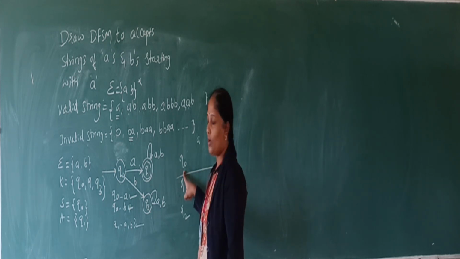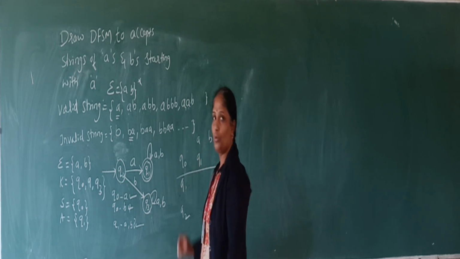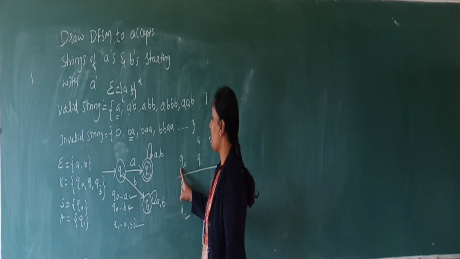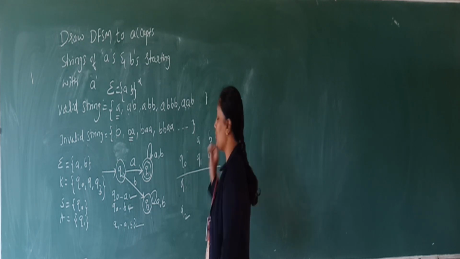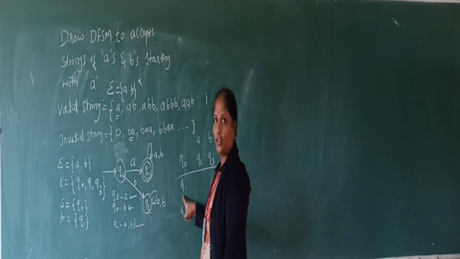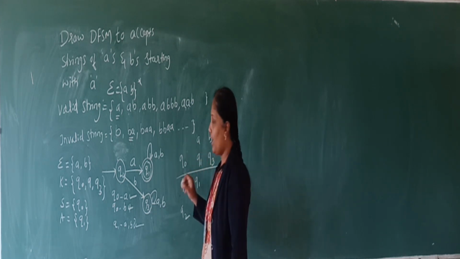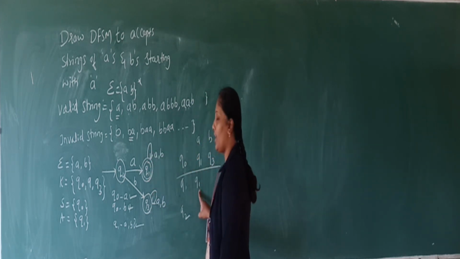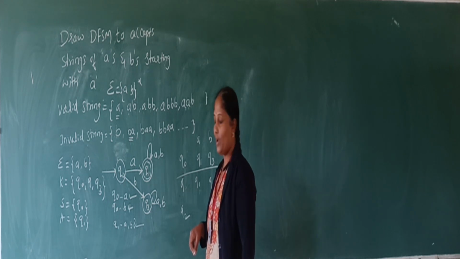So when you are in a Q0 state, when A occurs, you are going to change your state from Q0 to Q1. When you are in a Q0 state, when B comes, you are going to change your state from Q0 to Q3. Next, when you are in a Q1 state, when A comes, you are going to accept that A and you are going to be in the same state. So I will write here Q1. Q1 of B, I am going to be in the same state. So I will write Q1 here.